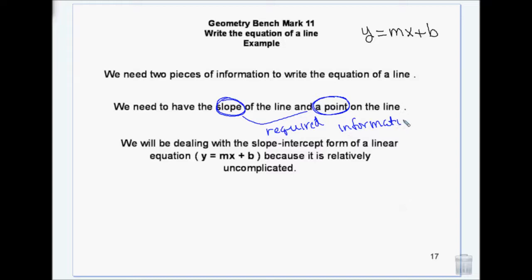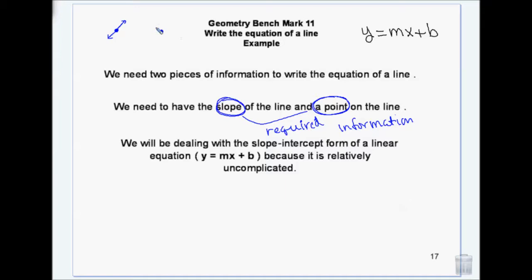And the reason this is required information is because there is only one line. If I put a point off in space somewhere, there's only one line with a specific slope that'll go through that point. No other line with that slope will go through that point. If I just have a point and no slope, there's a gazillion different lines that could go in all different directions through a point, right?